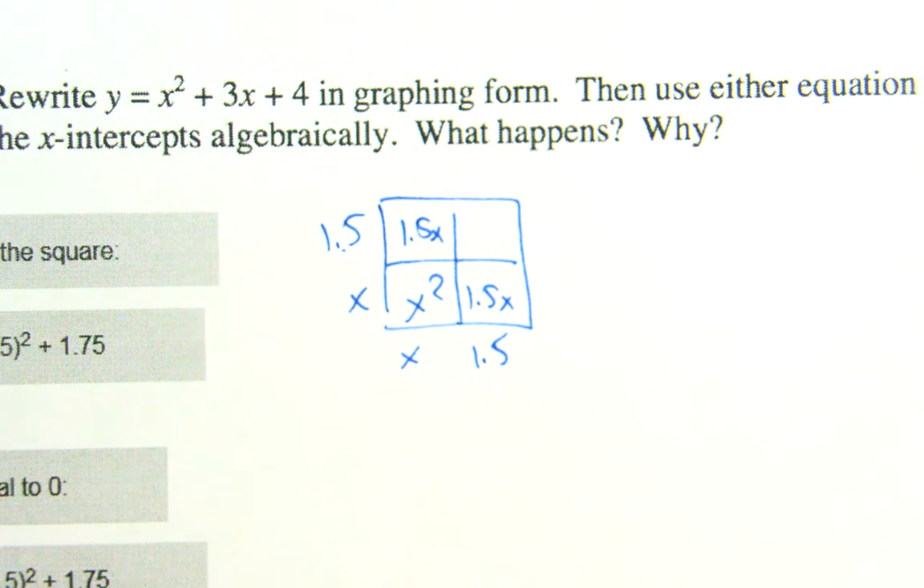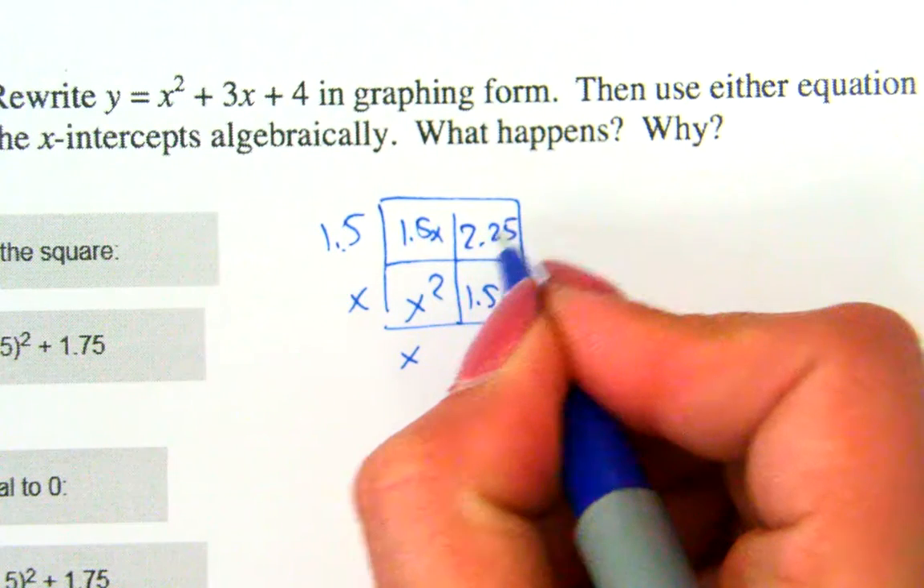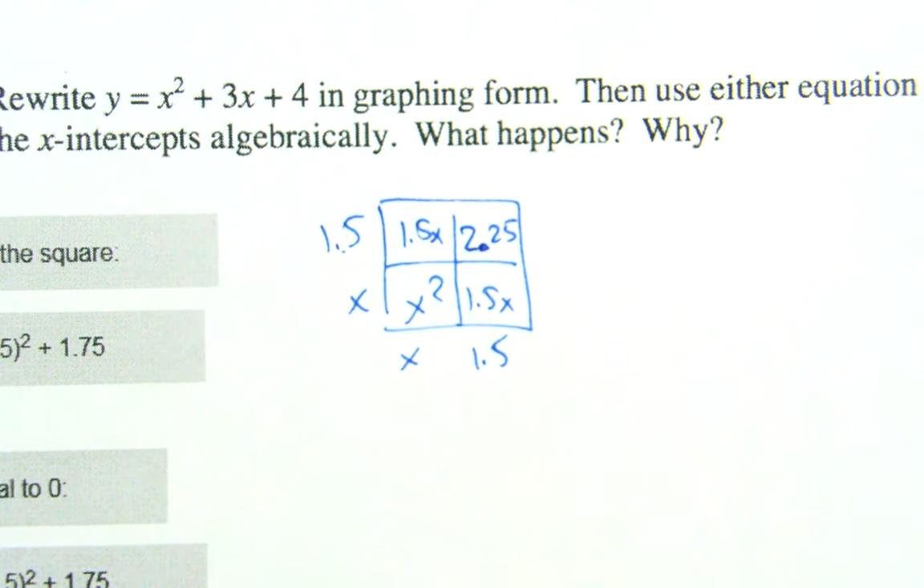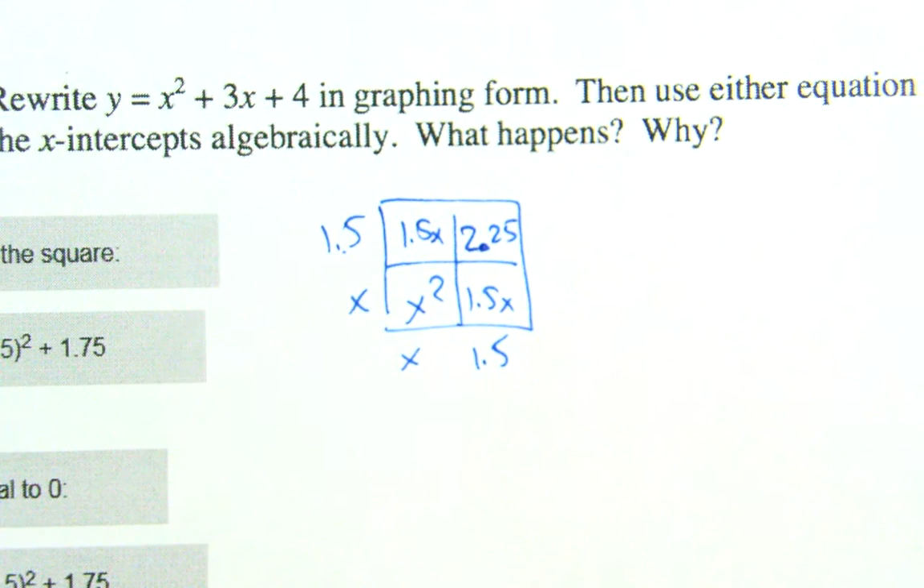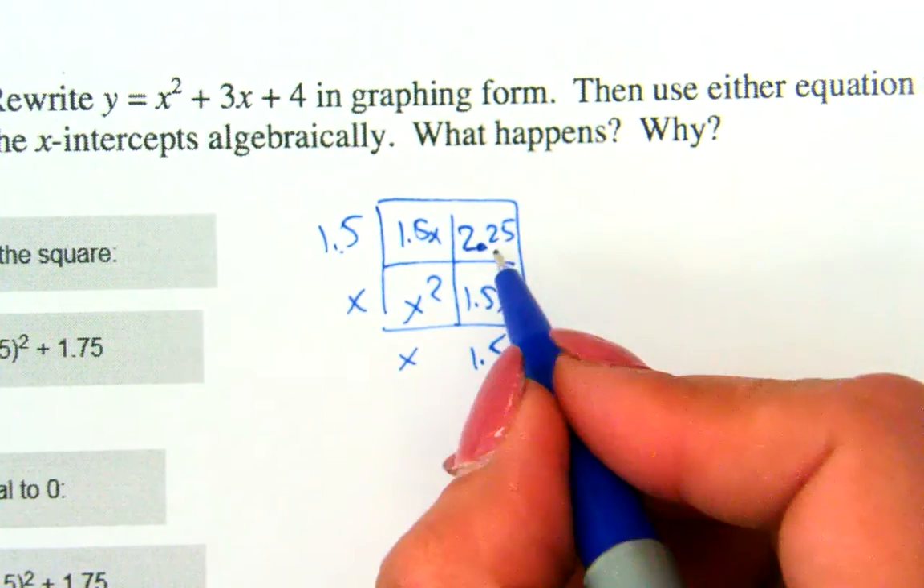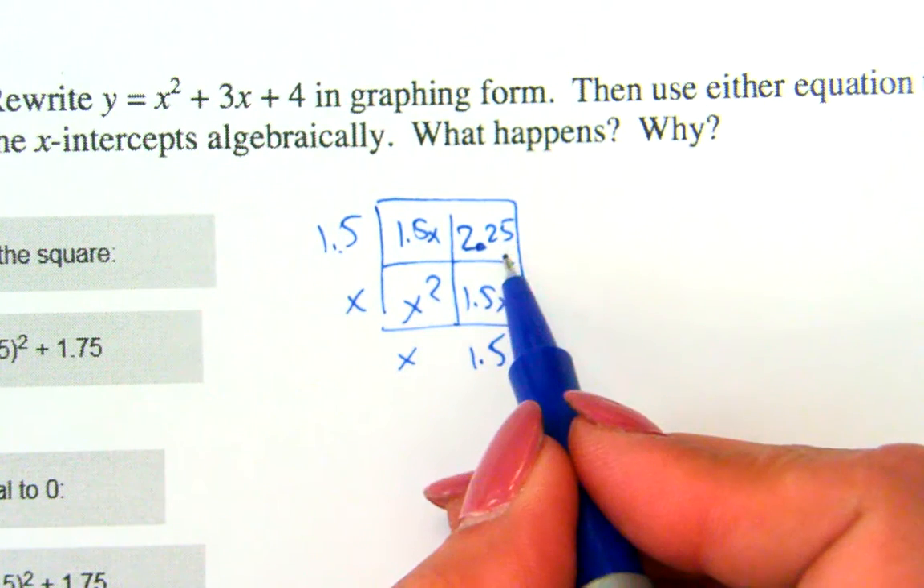I don't know what 1.5 times 1.5 is. I'm assuming 2.25. Yep, I was right. 2.25. Alright. 1.5 times 1.5 is 2.25. It's not 3. You're not adding them together. Okay, so you want 2.25.